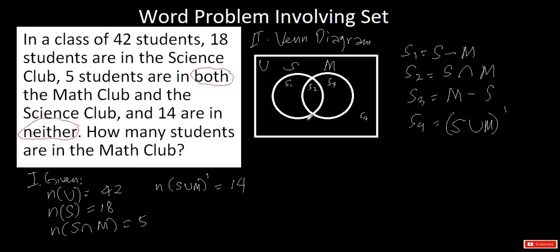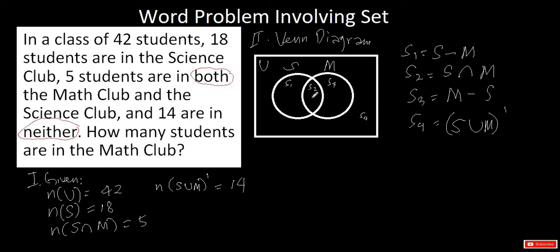Next, let us start populating our Venn diagram by making use of the givens. Our universal set is 42. The cardinality of the universal set is 42. So, if we sum up the cardinalities of the four regions, S sub 1, S sub 2, S sub 3, and S sub 4, it would sum up to 42. Then we have 18, the cardinality of the set S. So if we add the cardinality of S sub 1 and S sub 2, it would sum up to 18.